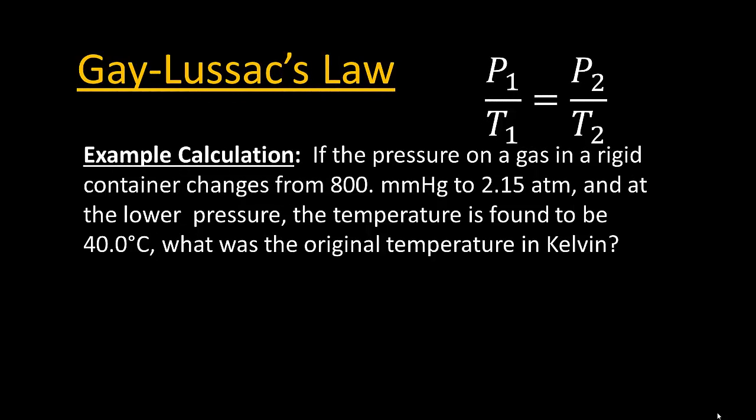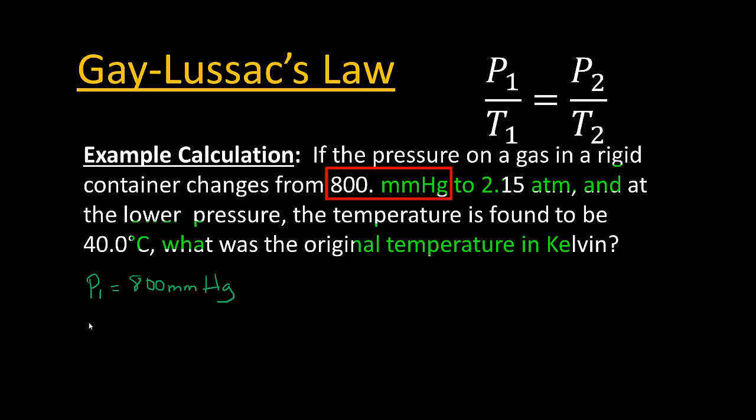Now let's do an example calculation. If the pressure on a gas in a rigid container changes from 800 millimeters of mercury to 2.15 atmospheres, and at the lower pressure the temperature is found to be 40 degrees C, what was the original temperature in Kelvin? So let's write down our variables. Our initial pressure is 800 millimeters of mercury. And our final pressure is 2.15 atmospheres.